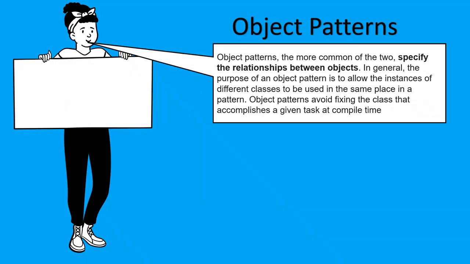Object patterns. The more common of the two specify the relationships between objects. In general, the purpose of an object pattern is to allow the instances of different classes to be used in the same place in a pattern. Object patterns avoid fixing the class that accomplishes a given task at compile time. Now, there are two types. There are shape patterns and letter patterns.